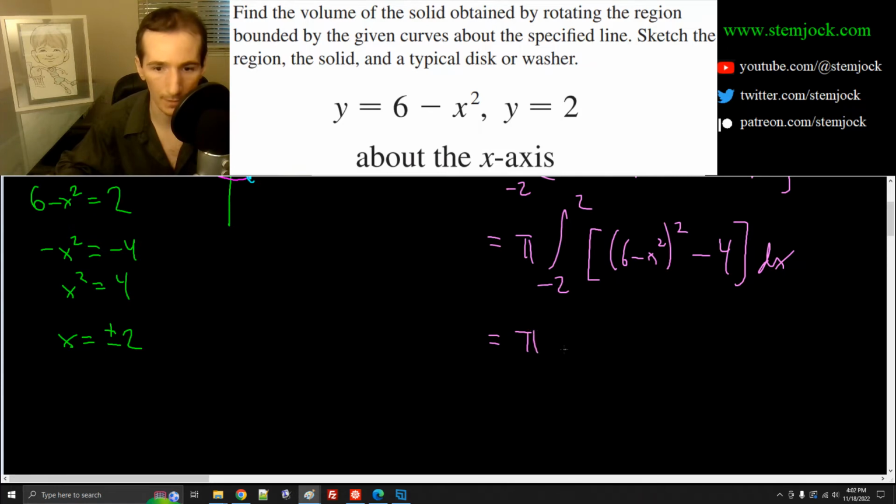I'm going to expand the integrand. All right, so the first term squared is 36. Twice the product in the middle is minus 12x squared, and then square the last term. That's going to be plus x to the fourth, and then minus 4 dx.